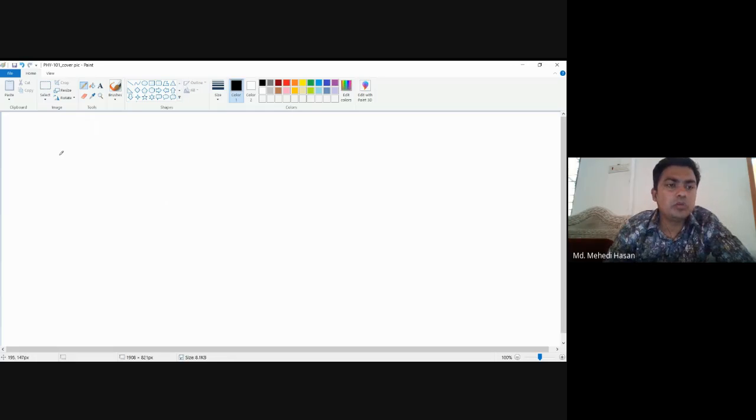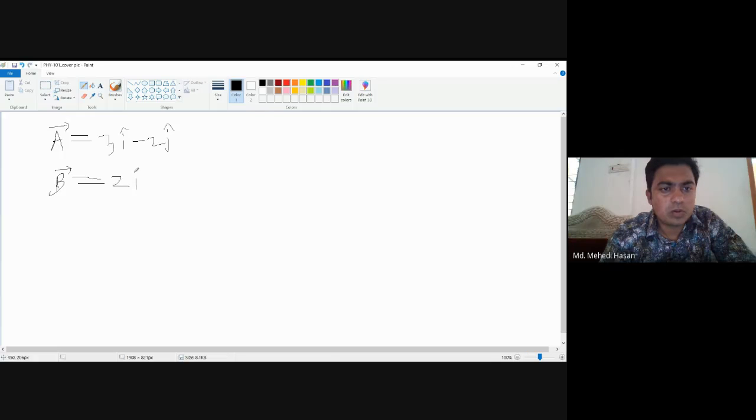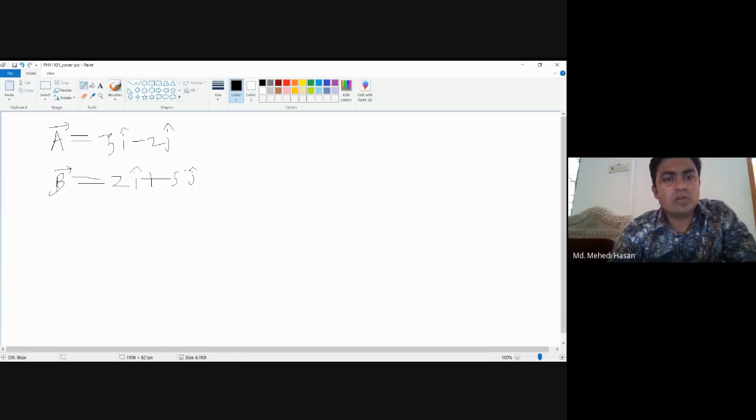Now if the question is given like that, just find out the angle between two vectors, then you have to just use the formula AB cos theta. Say vector A is given like that, vector A equal to 3i minus 2j, and vector B equal to 2i plus 5j. So this is two dimensional. Three dimensional is also possible, but this is just the two dimensional case, i and j only.